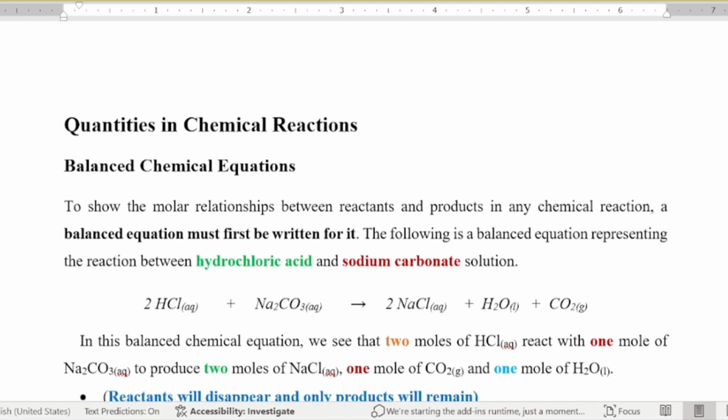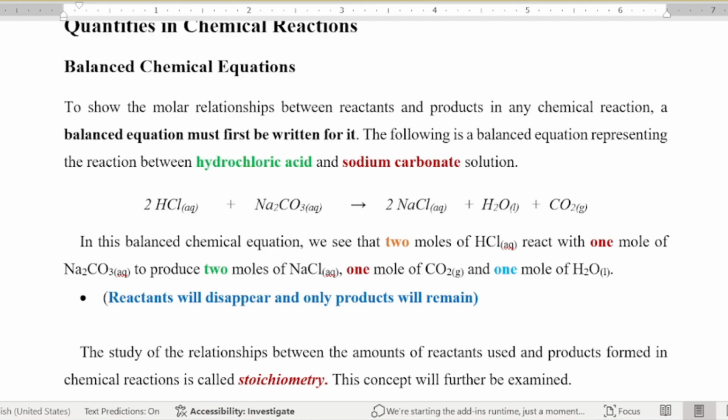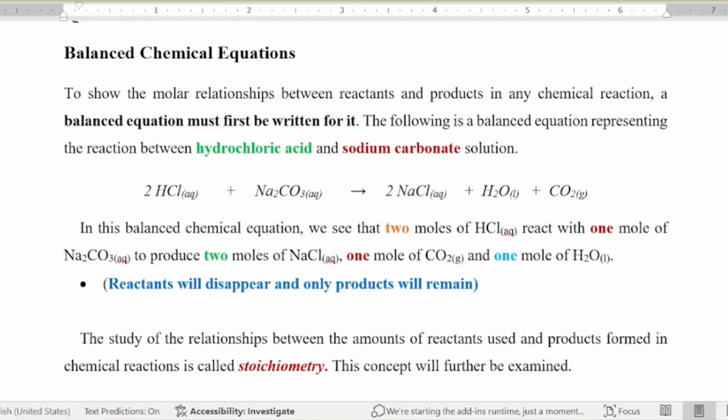So now we're talking about quantities in chemical reactions. We talk about the importance of having a balanced chemical equation. This equation here is showing you how hydrochloric acid is reacting with sodium carbonate. Here you're seeing 2 moles of hydrochloric acid reacting with 1 mole. You don't see the 1, but when you don't see the 1, it is understood that it is 1. So it is reacting with 1 mole of sodium carbonate to produce 2 moles of sodium chloride, 1 mole of water, and 1 mole of carbon dioxide.